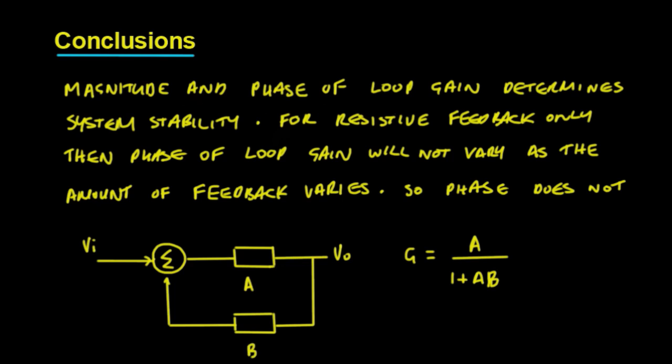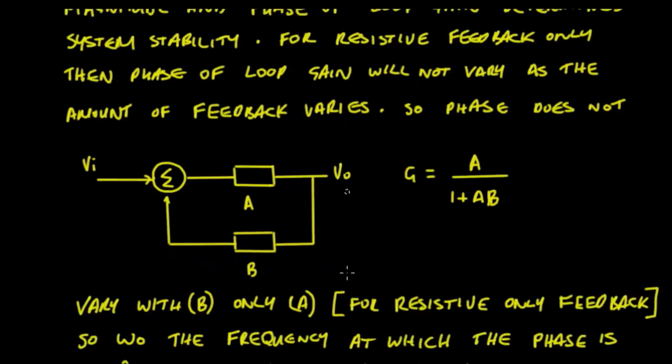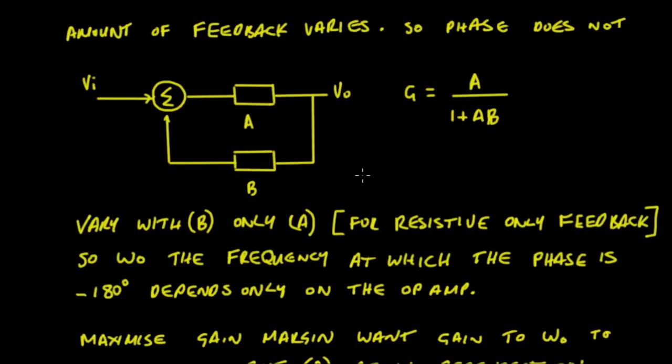So in conclusion then, if we were to draw out the network here, where we have the transfer function of the op-amp A, and our feedback transfer function B, we can say gain equals A upon 1 plus AB. We've seen that derived previously. If the feedback here was a purely resistive feedback, it would mean that there's no phase shift in the feedback loop, so the only phase shift that would develop would be the phase shift of the op-amp, which is out of our control.